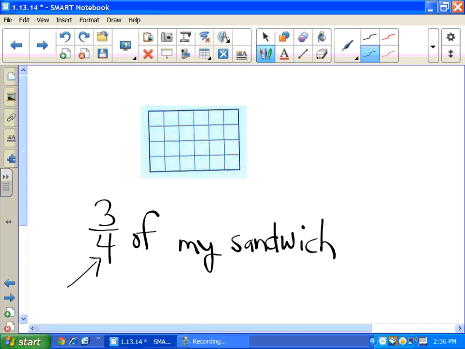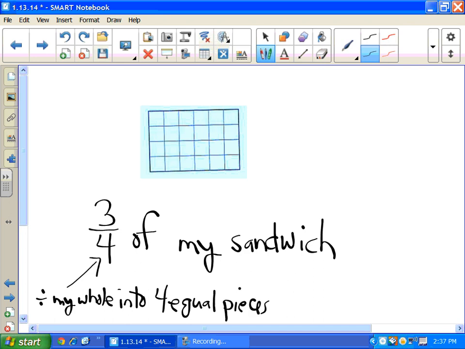Again, anytime that we're finding a fraction amount of something, the fraction gives us all the information that we need. We know that the denominator tells us how many equal pieces I should divide my whole into. In this case, I should divide my whole into 4 equal pieces. So if I do that, I can draw a line here. That's 2 equal pieces and 1 right here, and now I have 4 equal pieces.